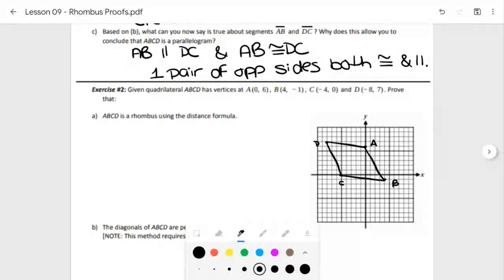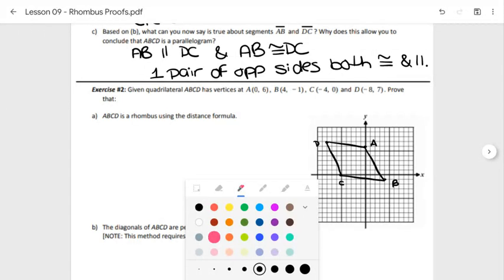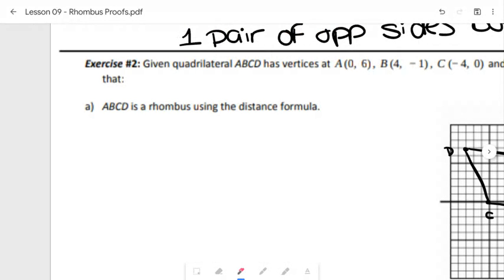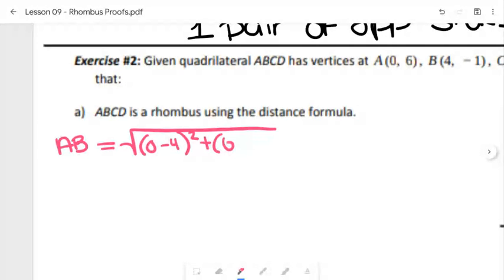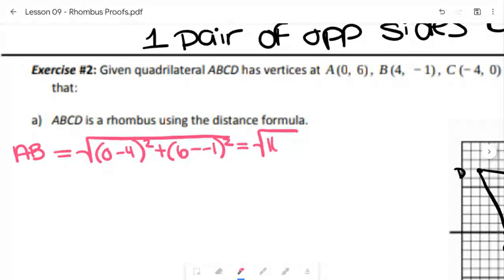And our go-to way here, anytime we prove a rhombus, is to do the distance formula 4 times. It might not be the quickest just because the distance formula is the most tedious, but we know it works every time. So AB. I'm going to plug that in. So here, 0 subtract 4 squared plus 6 subtract negative 1 squared. I get negative 4 squared, which is 16, plus 7 squared, which is 49. So I get the square root of 65.